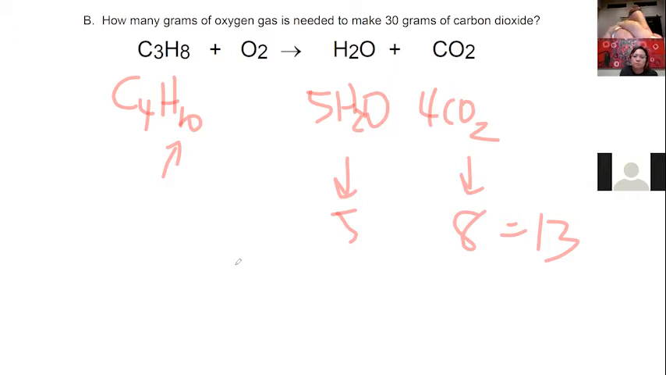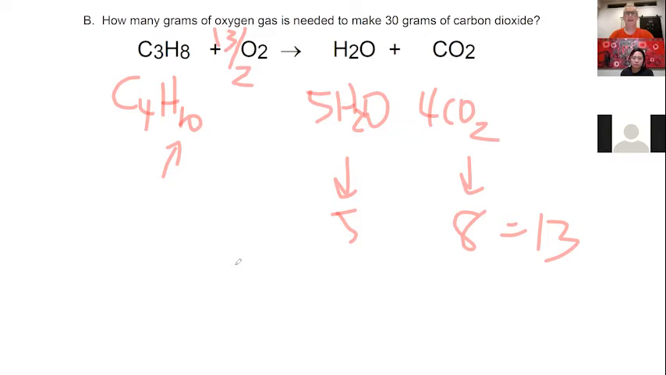Well, then I would put 13 over 2. But if we're dealing with atoms, I can't have that in my balanced equation. And so what do I do in this situation? I want to get rid of the 13 over 2. So what do I do? 7.5? I mean 6.5? No, I can't have half a molecule. There's no such thing as half a molecule. I need to have a whole number.